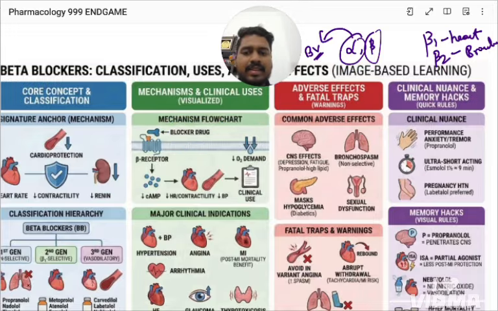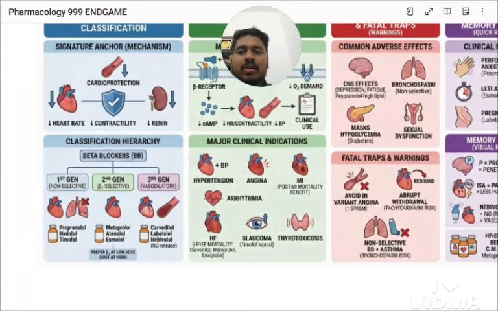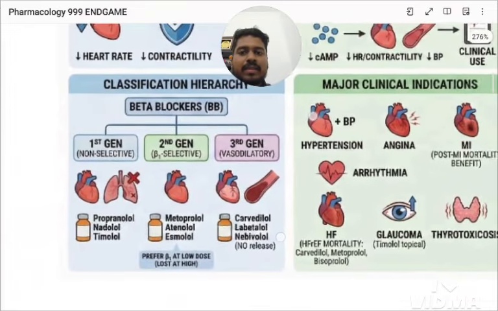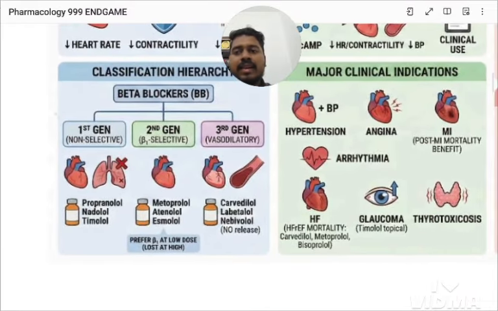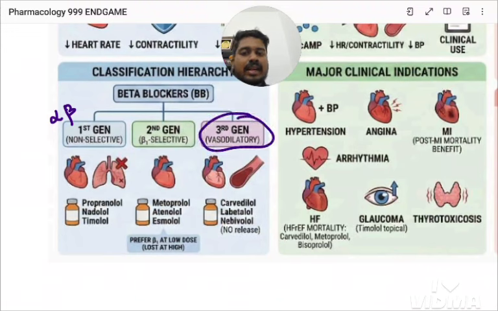Okay, so this is the basic thing that you should remember. Now, how are beta blockers classified? See, beta blockers are classified into three types. One is non-selective, that is they act both on alpha and beta. Second generation, that is beta 1 selective, means they act only on the heart. And third one is vasodilator, that is third generation, which have alpha plus beta activity.